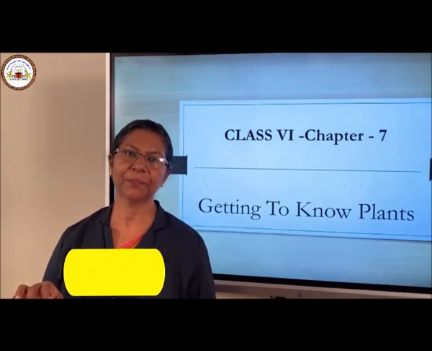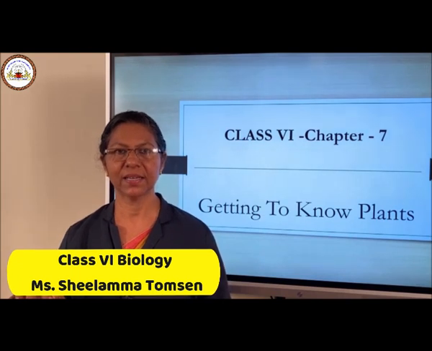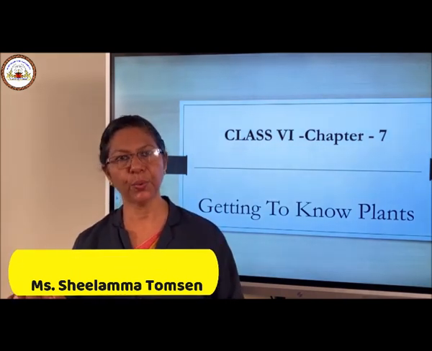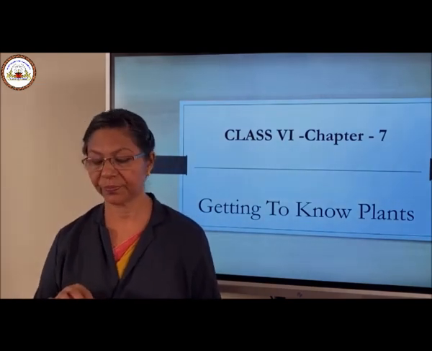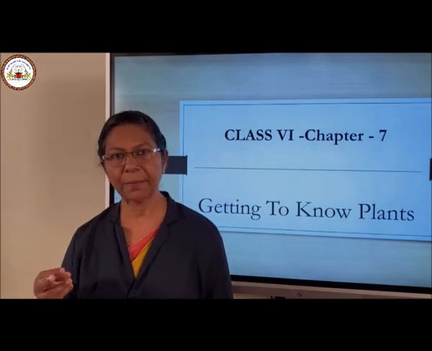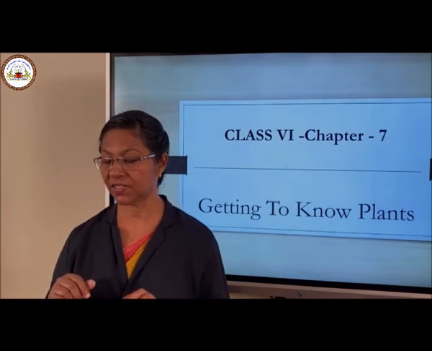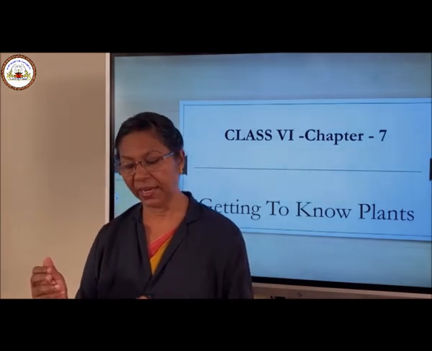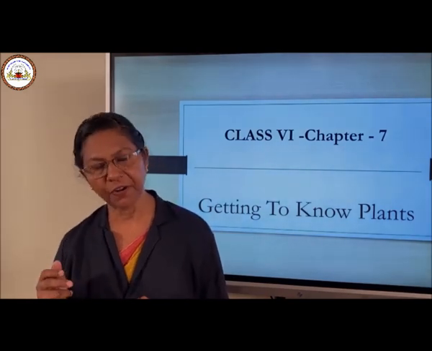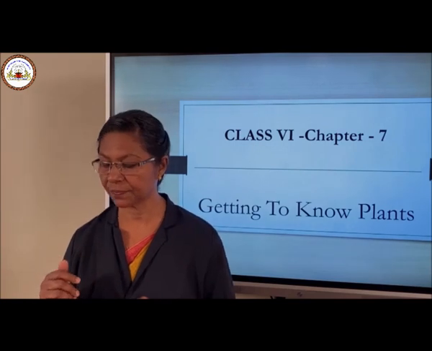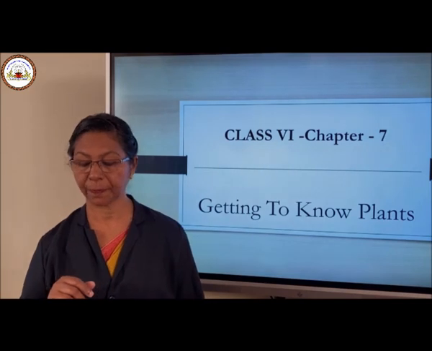Hello everybody. Now I am going to take a portion from Classic Science, Chapter 7, Getting to Know Plants. Go outside and observe all the plants around you. Some plants are small, some are big, and some plants we can see on the walls in the form of green patches. Some have green leaves, some have other colors. Some have flowers and some have no flowers. So a variety of plants are existing around us.